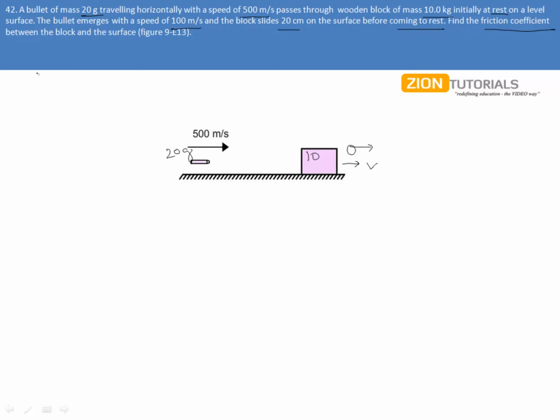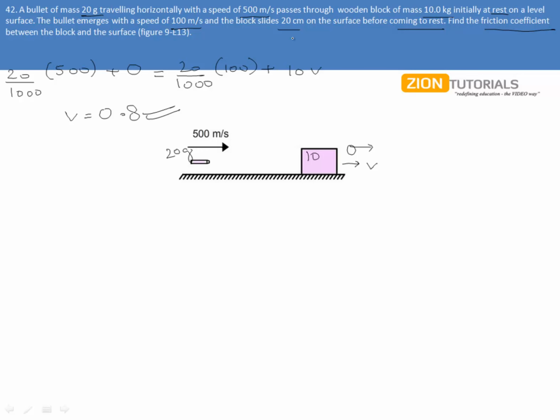So I can employ the momentum conservation over here, and that will be m1 v1 plus m2 v2 equals m1 v1 plus m2 v2, giving me the velocity of the block to be 0.8 meters per second. So this means when the bullet comes out of the block, the block is left with a velocity of 0.8 to move on this floor. But it travels only 20 centimeters.